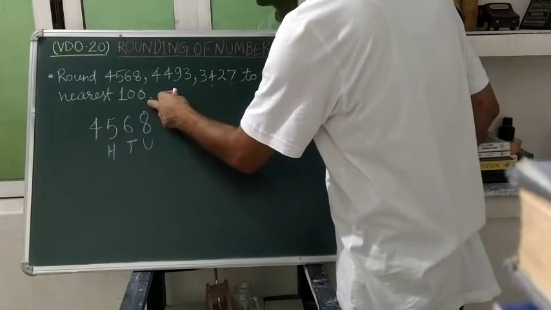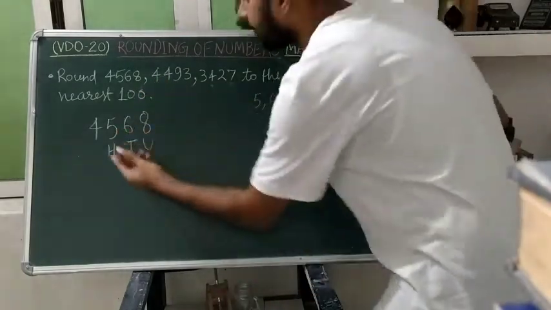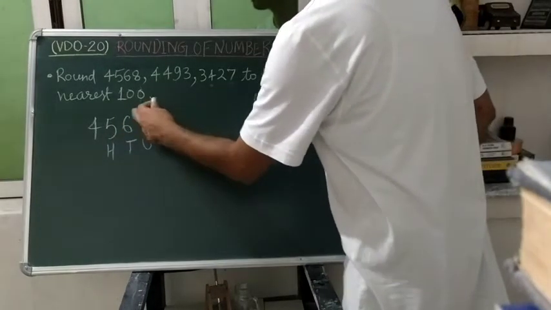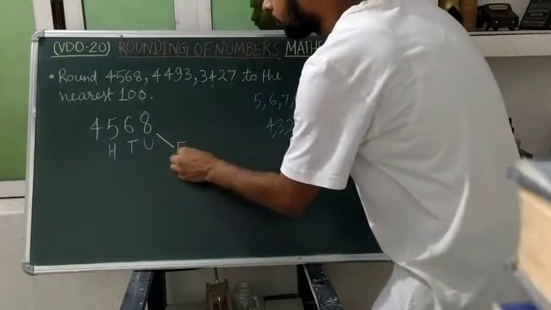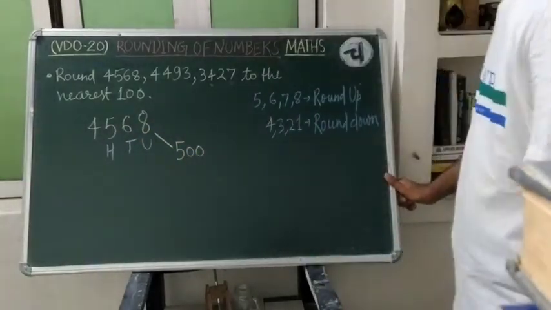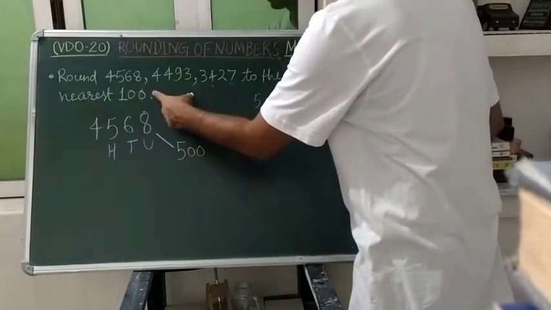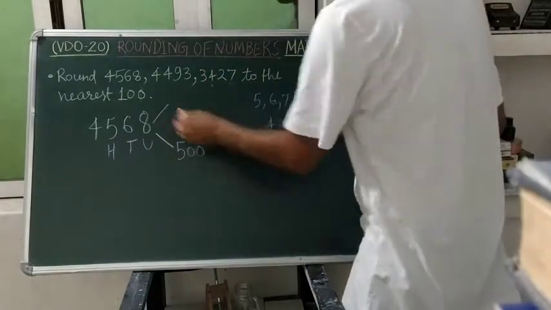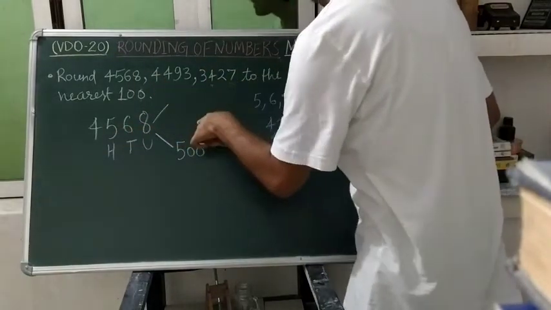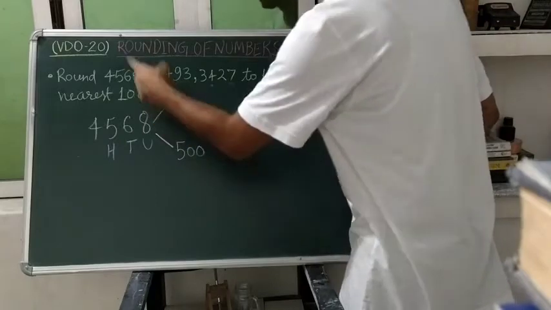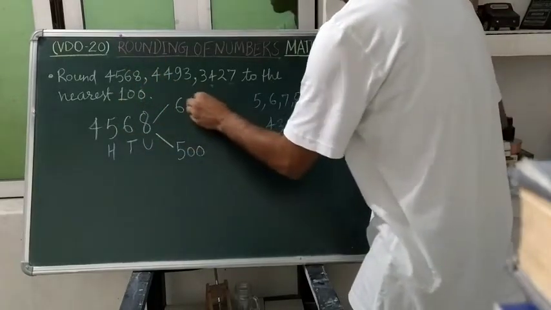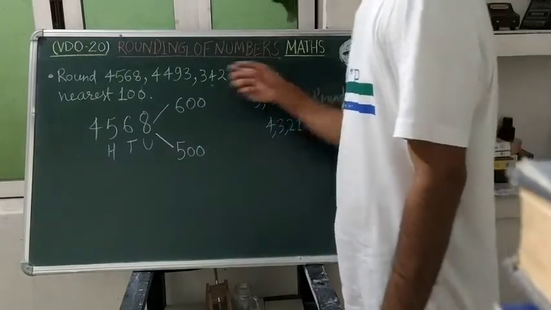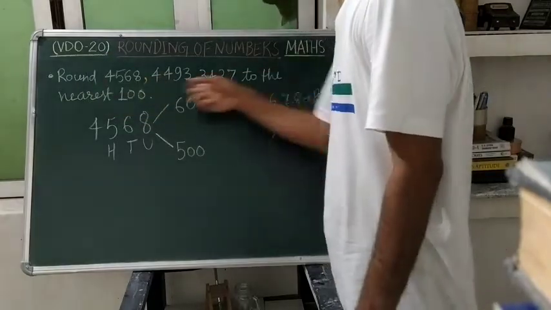So the multiple of 100, 5 times: 100 multiplied by 5 gives us 500. And then one multiple up, meaning 5 plus 1 is 6, and 100 multiplied by 6 gives us 600. I have told you that they are asking us to round to the nearest 100.